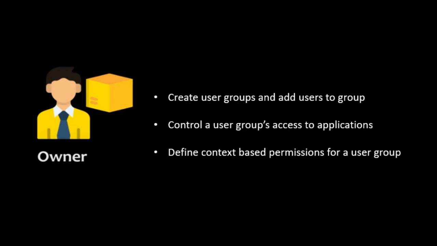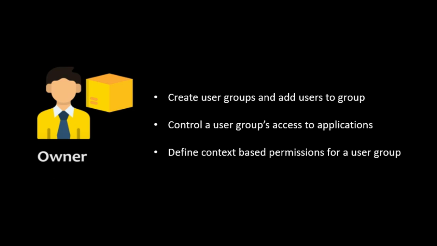Control a user group's access to applications. Click on Allow to give access to an application. This will change the permission of the application for the particular user group to Allowed. Click on Allowed to remove the user group's access to the application.